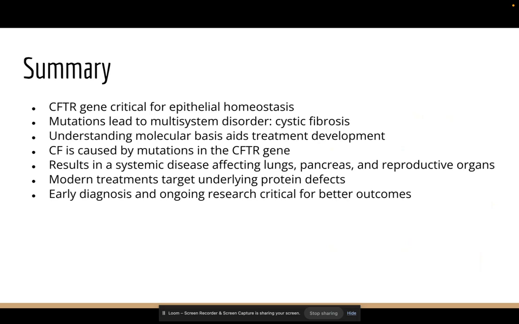To summarize, the CFTR mutations cause a systemic disease that primarily impacts mucus-secreting tissues. Advances like CFTR modulators are game changers, but early diagnosis and continued research are essential for better outcomes.